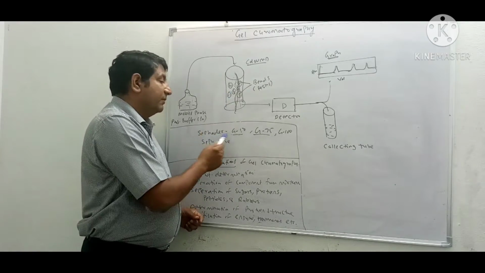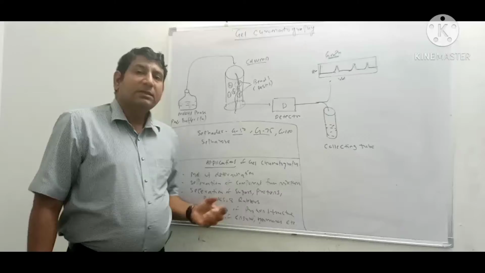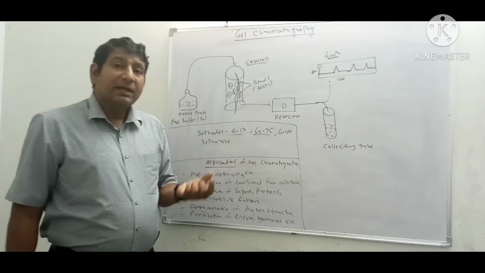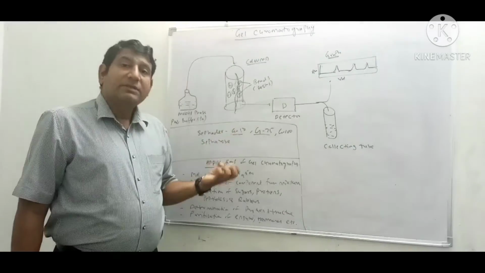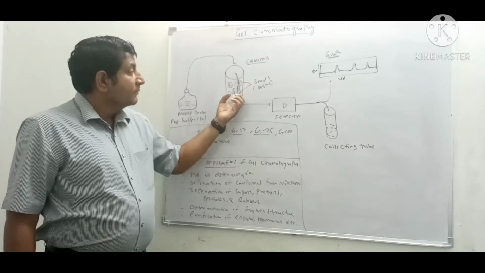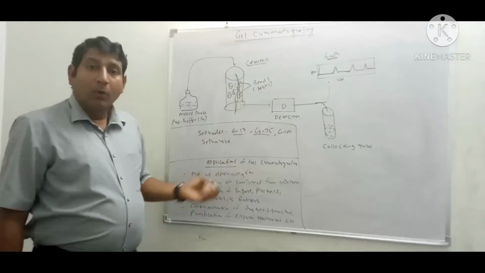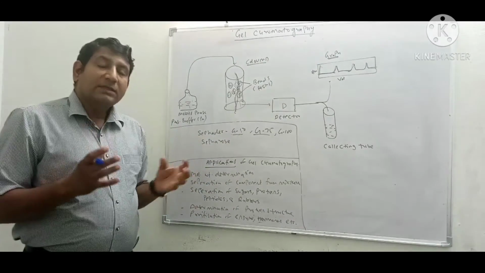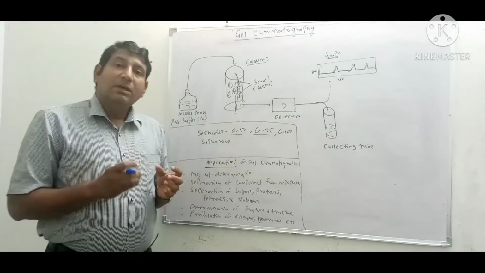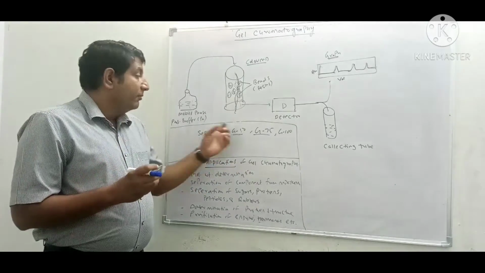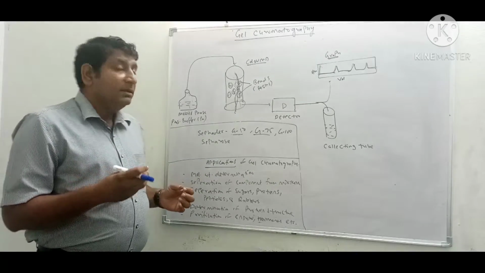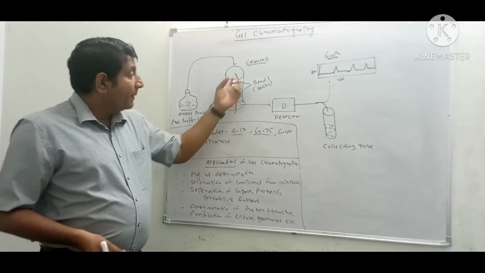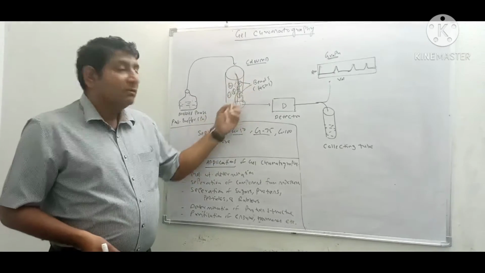Now in this column we use Sephadex G50. Here is an example of this resin Sephadex. Now G50 stands for the size of particles which do not pass through the resin's pores. That means Sephadex G50 contains such type of resins that particles of more than 50 kilodalton in size cannot pass into the beads. They pass through these voids.